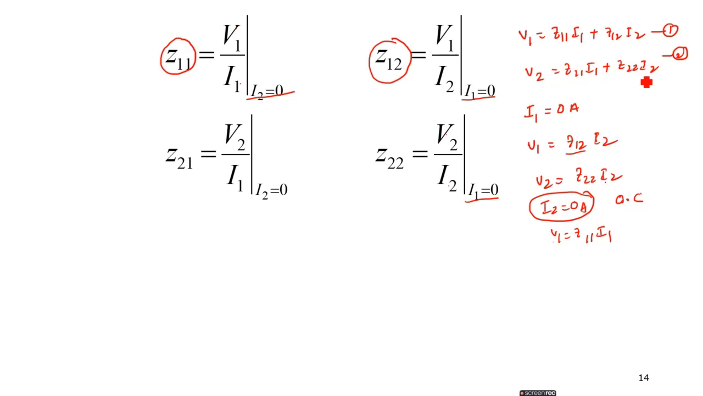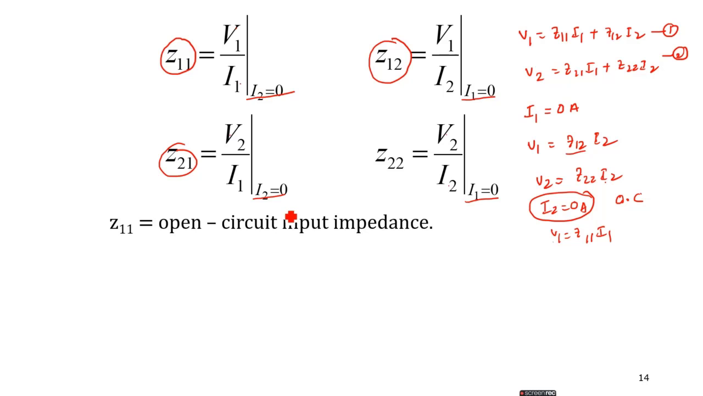Alright. Then substitute I2 equals 0 in equation number 2. So this term is 0. So Z21 equals V2 divided by I1. That is there. Z21 equals V2 divided by I1. The condition is the output terminals are open circuited. So what is Z11 here? Open circuit input impedance. Z11 can be named as open circuit input impedance. It is an impedance at the input side, obtained because the output circuit is open.